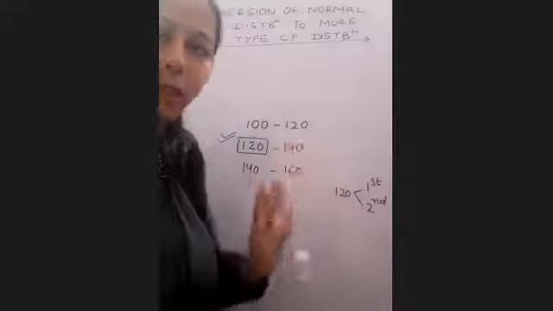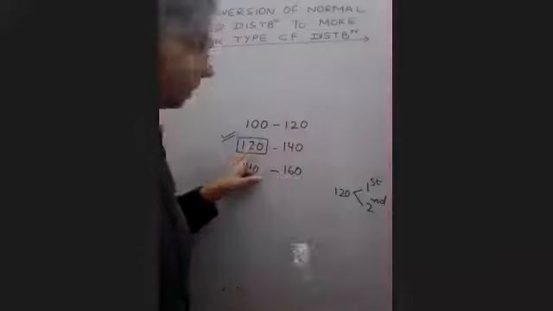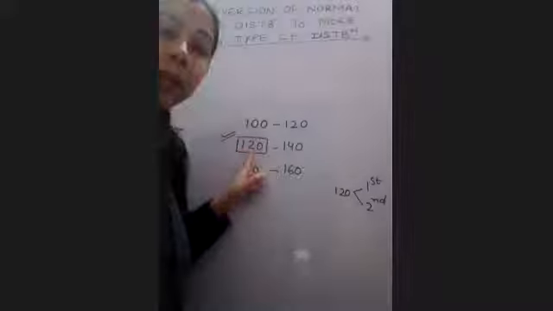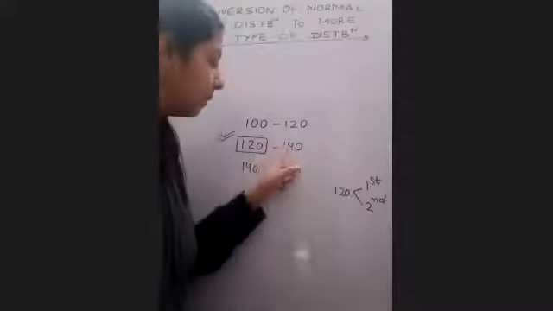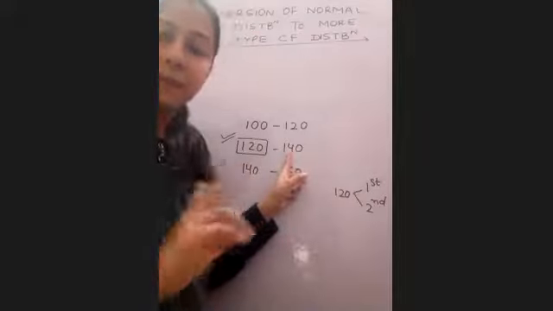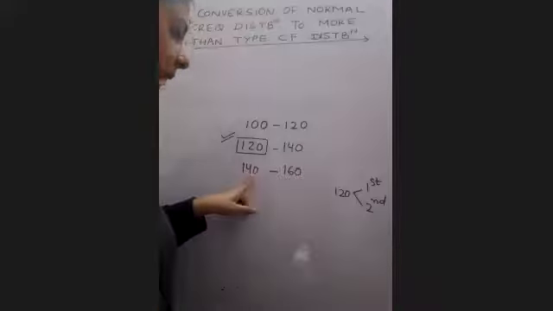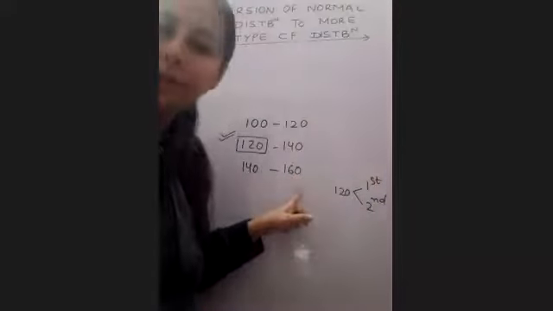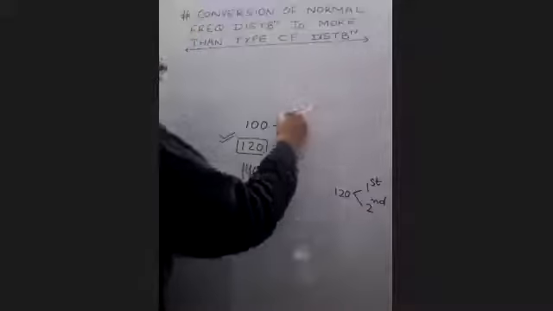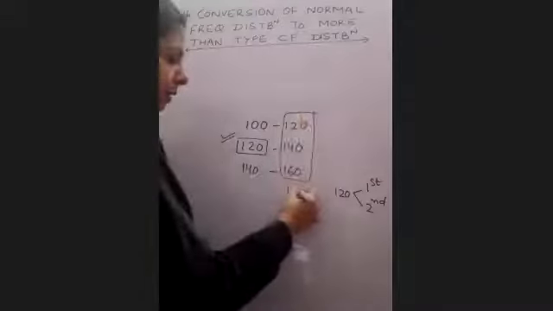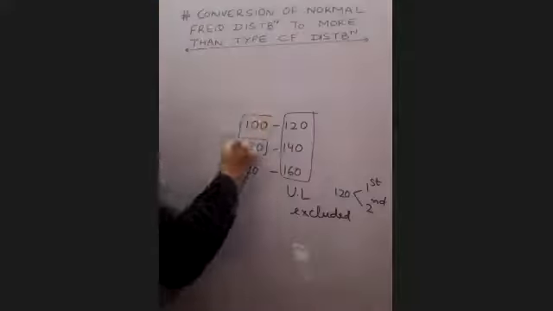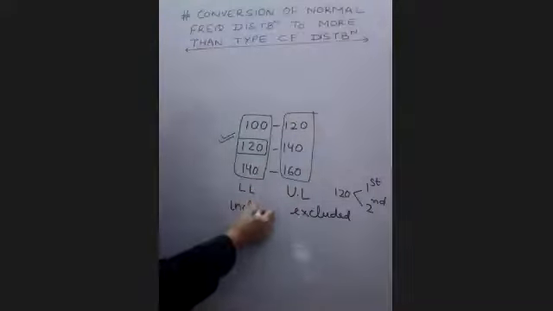Excluded. Ma'am, excluded. And in the next interval, when you are giving your range as 120 to 140, is 120 included? Yes, ma'am. 140? Excluded. Here 140 is included, but 160 excluded. So all these upper limits are excluded. They are not counted. And all these lower limits are included.